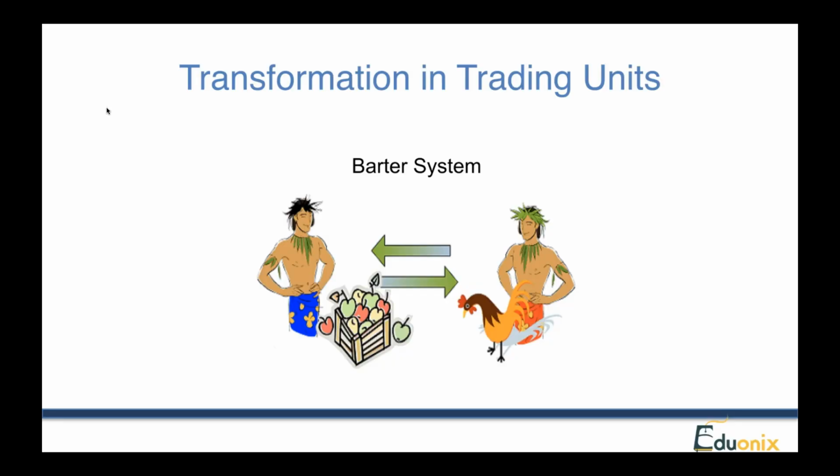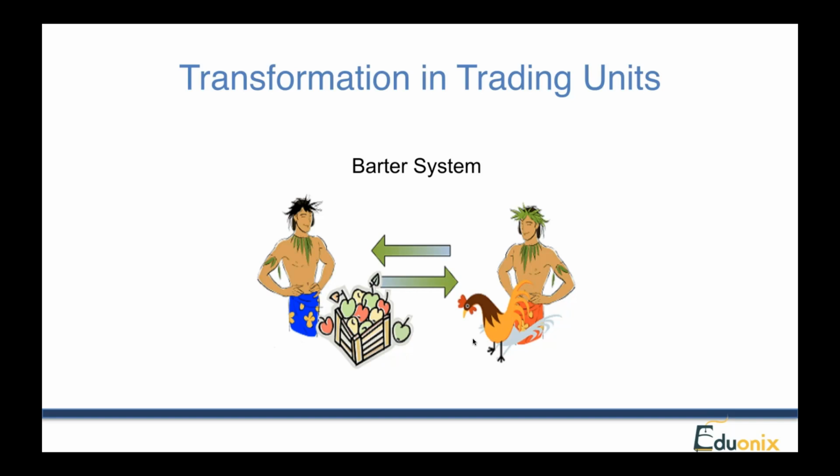In this video we are going to see how the transformation in trading units happened since the beginning of humanity. And the first one we have is the barter system. You are already aware of the barter system, that previously we didn't have any gold coins or paper currencies or credit cards, debit cards. So people used to trade with barter systems.